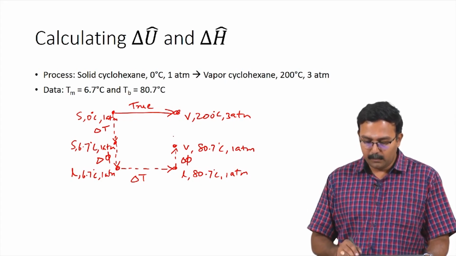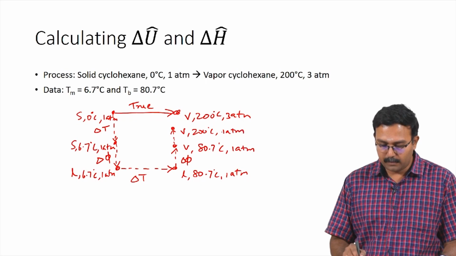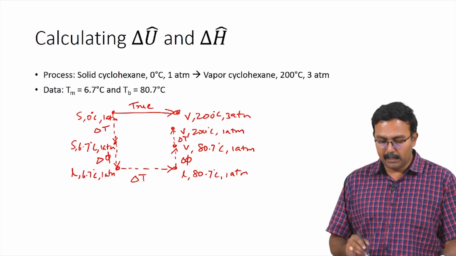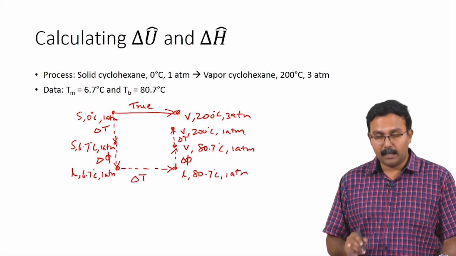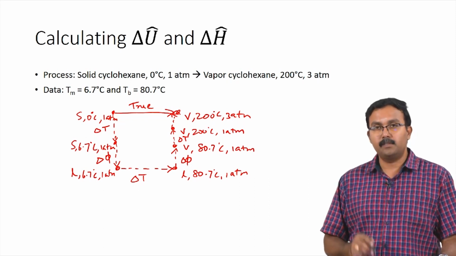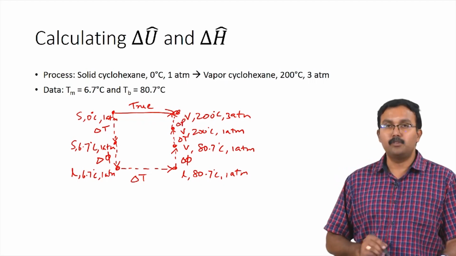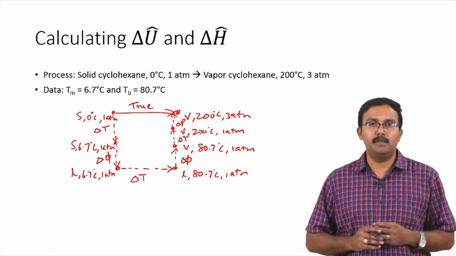And from this we can go to the step where it is vapor at 200 degrees Celsius and 1 atmosphere. So here you have only a change in temperature, the vapor is being heated from 80.7 degrees Celsius to 200 degrees Celsius at a constant pressure of 1 atmosphere. From here you can reach the final step of the process, which is 200 degree Celsius vapor at 3 atmospheres. So here only pressure is changing and there is no change in phase or temperature. So this is a hypothetical path which we have built.